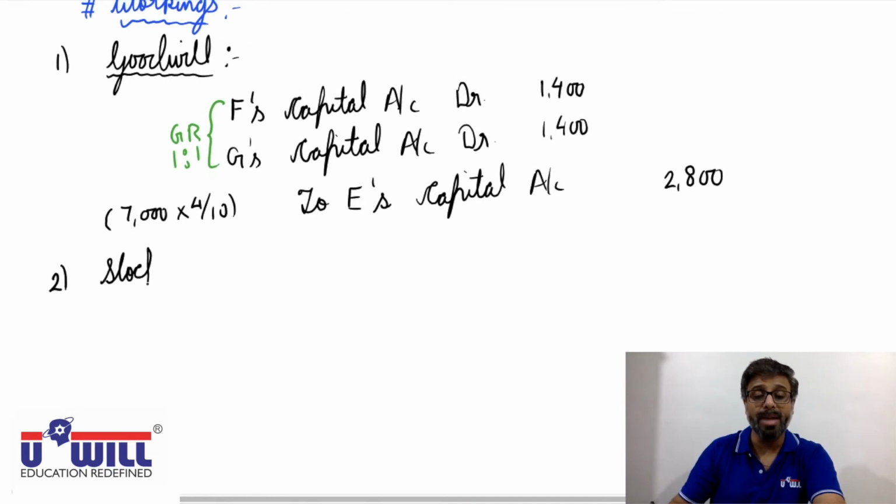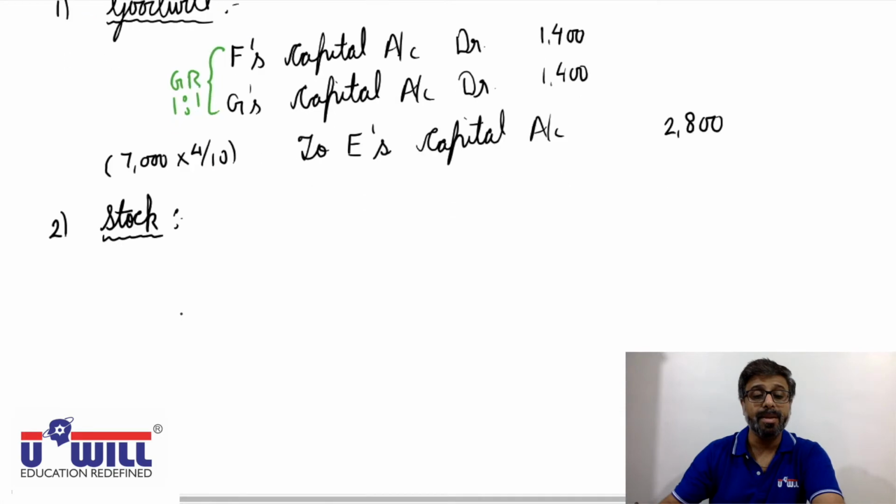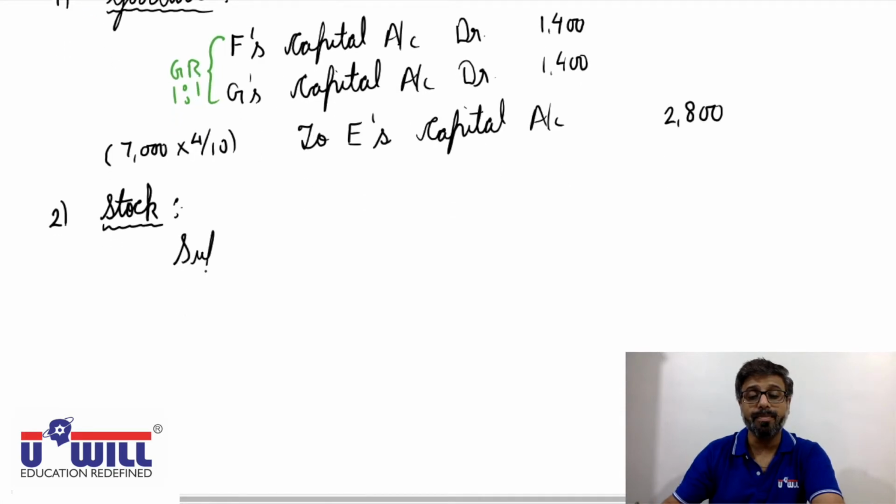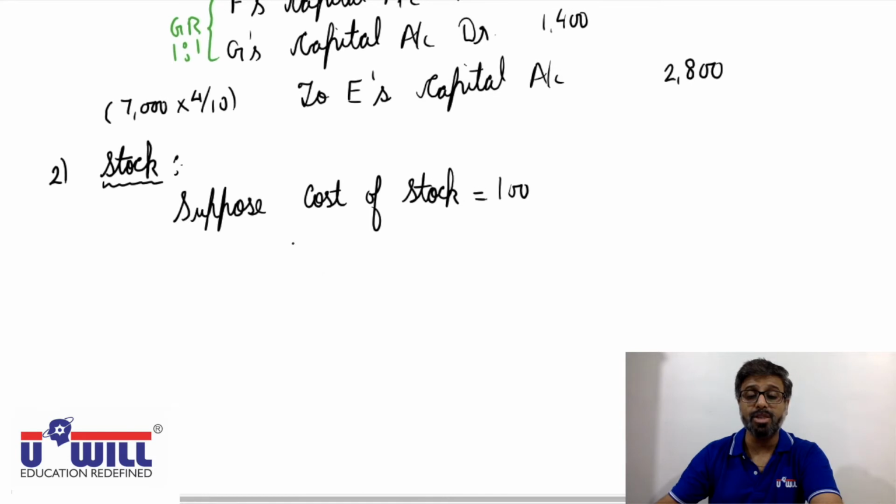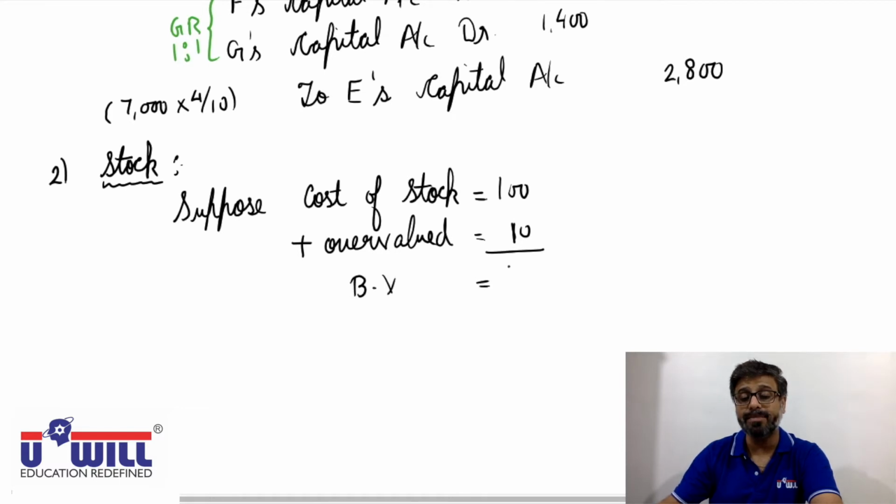I will repeat it twice, but if required you can listen to it three, four, five times also by dividing it. Suppose the cost of stock is 100. Now it is overvalued by 10%, so we will add 10%, which means its book value is taken as 110.